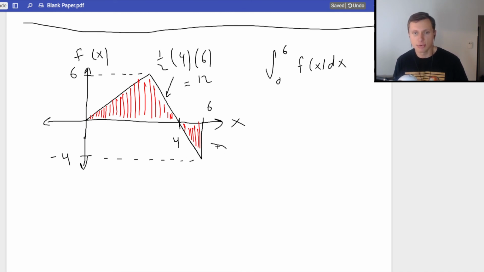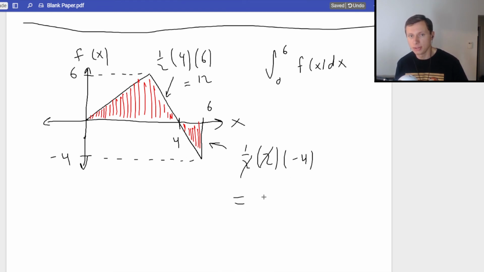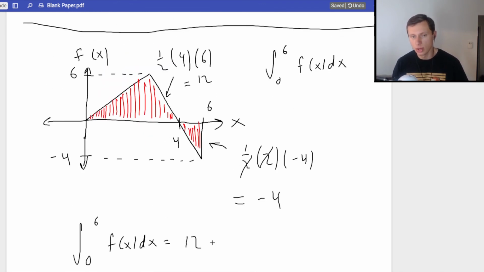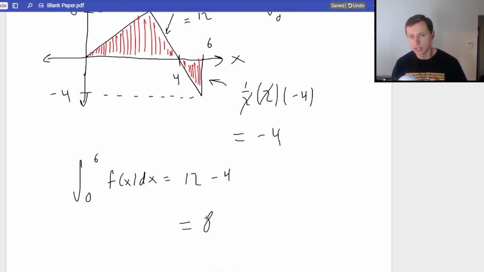Great. And now for the triangle down here, it's going to again be 1/2 base times height. A base of 6 minus 4 is 2, and then the height is -4. Notice here, the area for this triangle will be negative. It will be negative, and that's important. So the 2's cancel, we'll get a final area of -4. So in other words, my integral from 0 to 6, f of x dx, is literally just the area between these two triangles. 12 minus 4, final answer 8. No calculus, or at least no real calculus involved. Any questions?